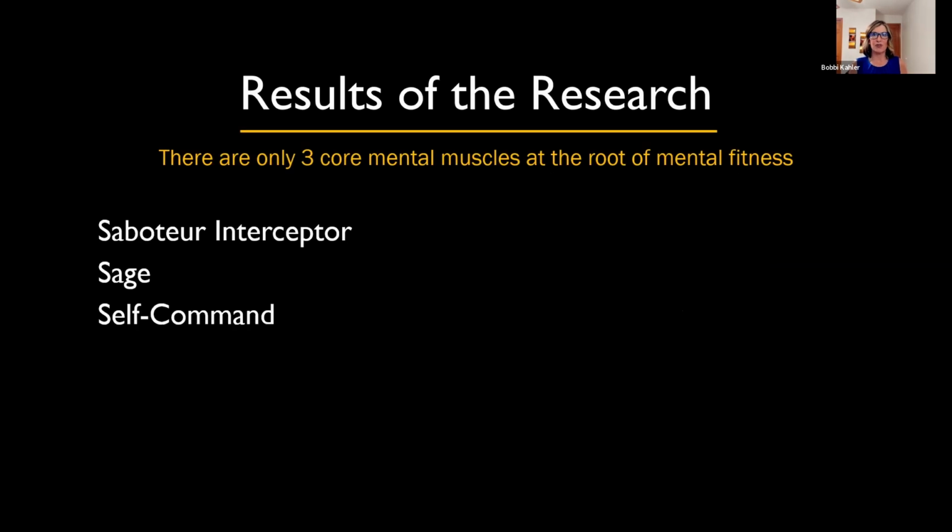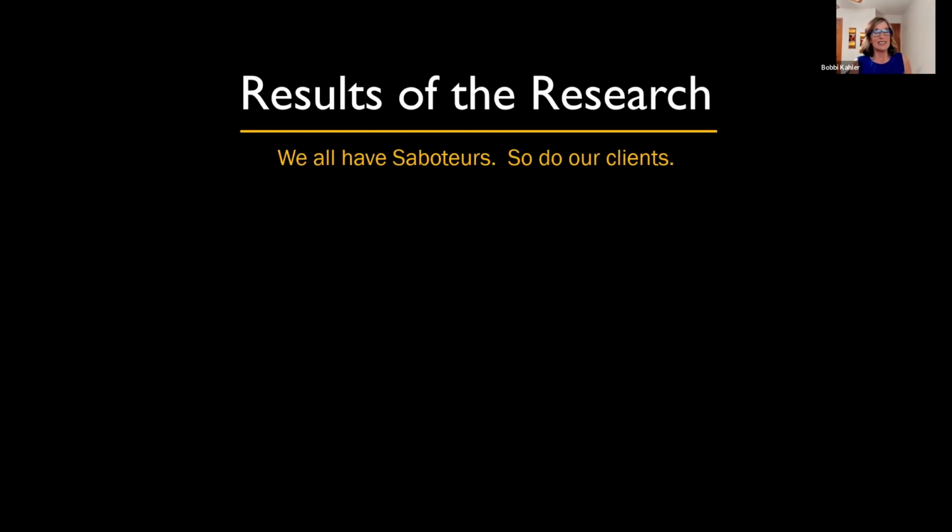So here's what they've learned. They learned that there are really only 3 core mental muscles at the root of mental fitness: the Saboteur interceptor, the Sage, and the self-command muscle. And I know those don't mean anything right now, and in 10 minutes we're not going to dive into those, but it's more to see that high level view. What's really important to know about all of this is that we all have saboteurs, and so do our clients, and they're working against us.